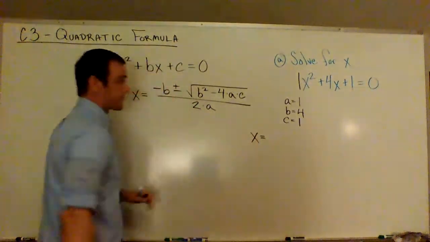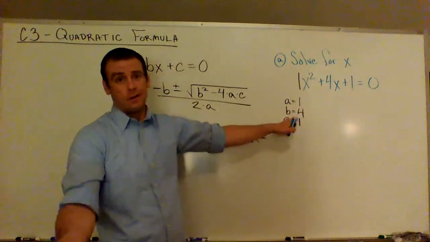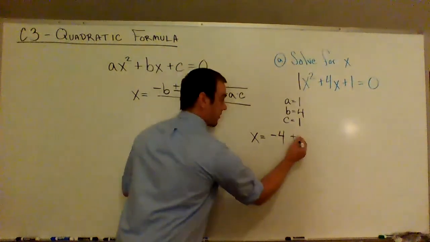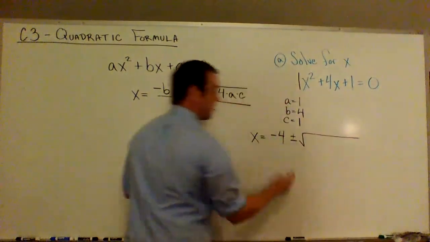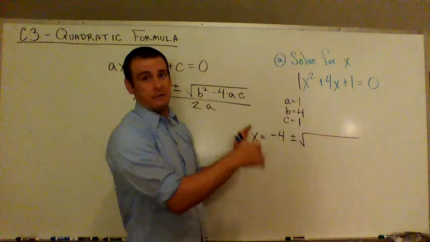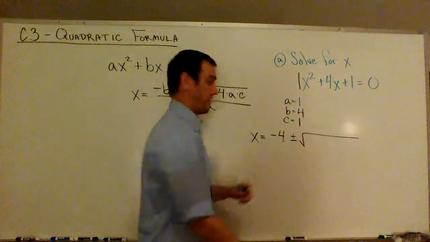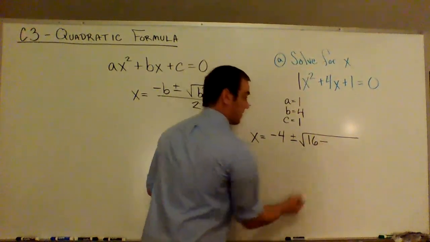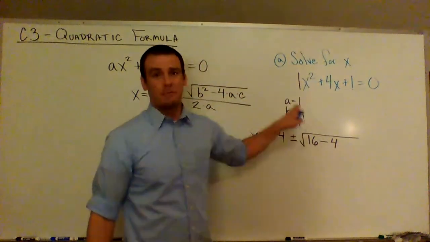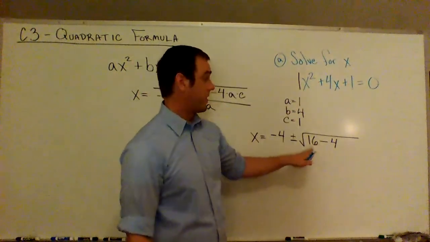X equals, okay, negative b. So it's going to be the opposite of b. B was 4, so this is going to be negative 4 in my formula. Plus or minus the square root of b squared. Guys, I always just do this in my head instead of writing down 4 in parentheses squared. Okay? 4 squared is 16. Minus 4 times a. So obviously negative 4 times 1. Multiplying by 1 doesn't do anything. I'm not even going to write it down. But I'm still thinking about it.